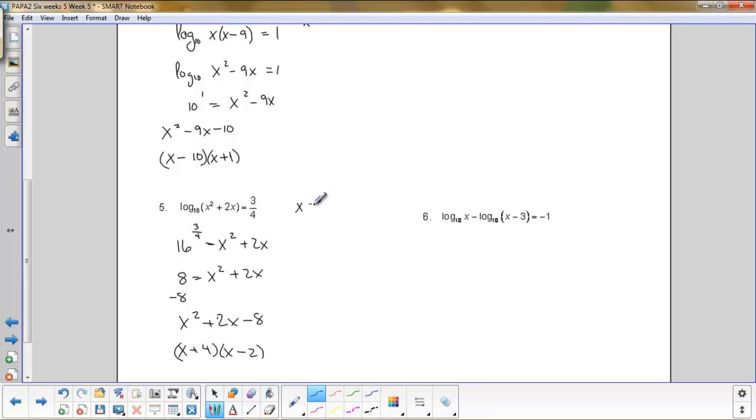When checking for extraneous solutions, we're looking for the value that makes the argument negative. So I'm going to go ahead and put negative 4 into a squared value. That gives me a positive 16. 4 times 2 is 8, so 16 minus 8 is still a positive number. So that means both of these will be a solution to this particular problem.